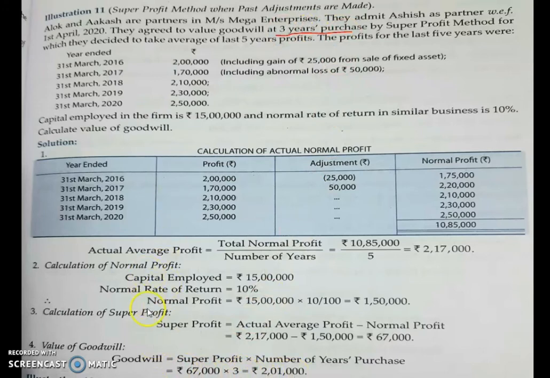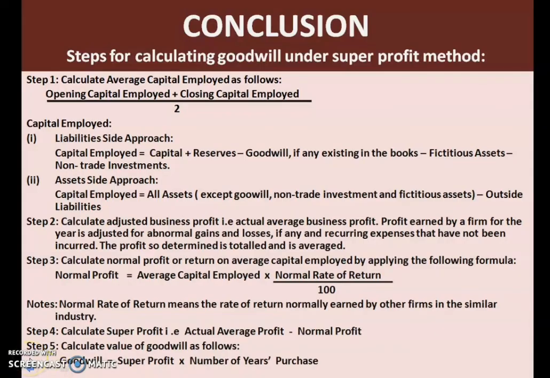So these are the 4 steps which will help you to get the answer for your requirement, that is calculate the value of goodwill is your question. So the answer for goodwill calculation is super profit into number of years purchase. So following these 4 steps, you will get the required answer.